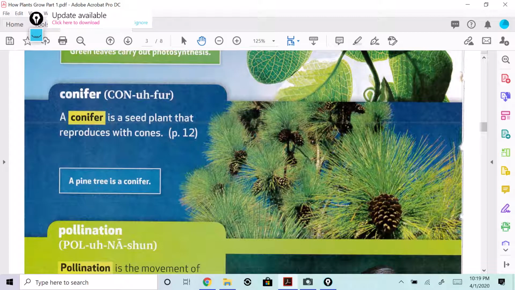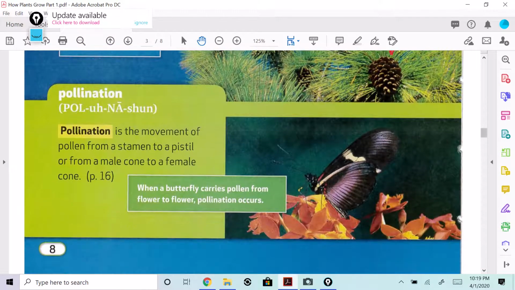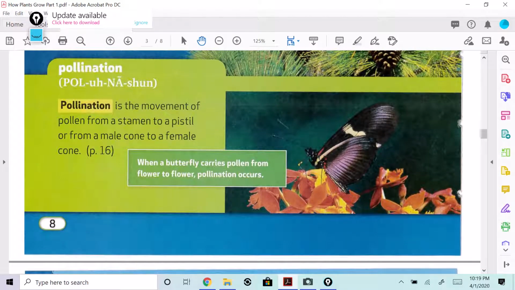Conifer. A conifer is a seed plant that reproduces with cones. Look at these cones. These are the seeds right there for that plant. Right there are the cones. A pine tree would be a conifer. Pollination. Pollination is the movement of pollen from a stamen to a pistil or from a male cone to a female cone. When a butterfly carries pollen from flower to flower, pollination occurs, right? If you look real closely, that's pollen on that butterfly's leg.